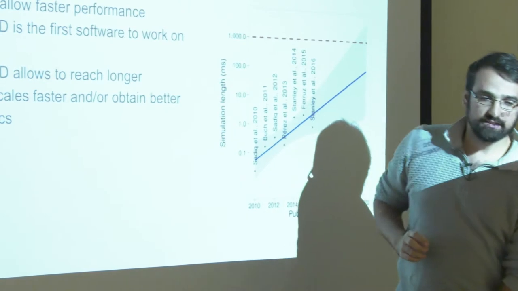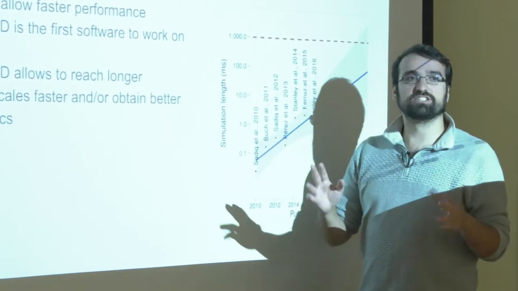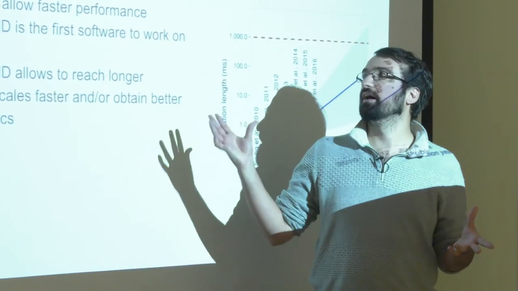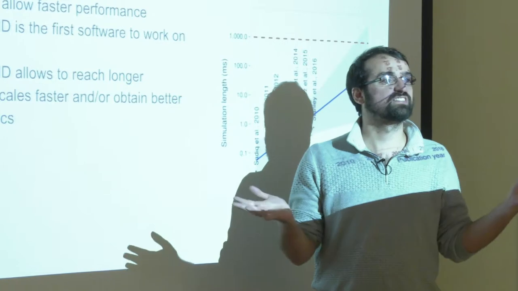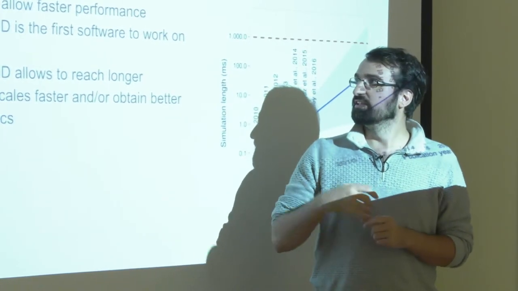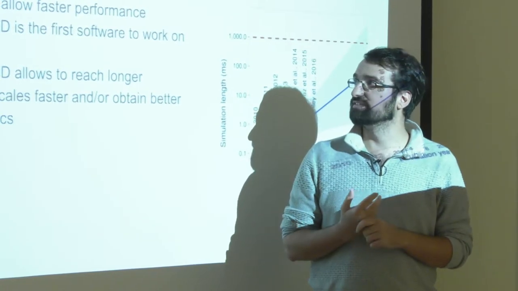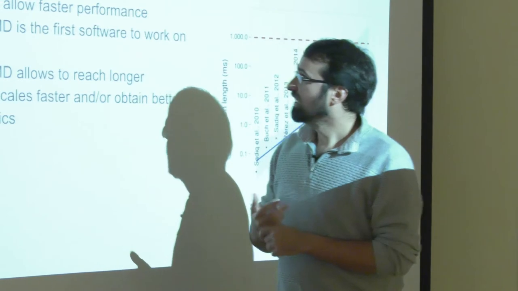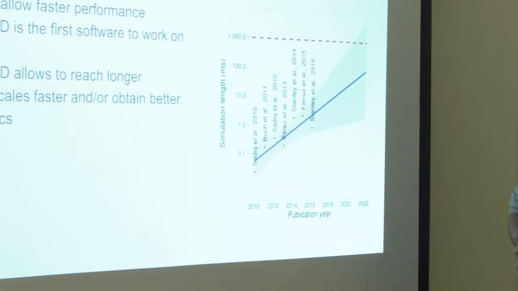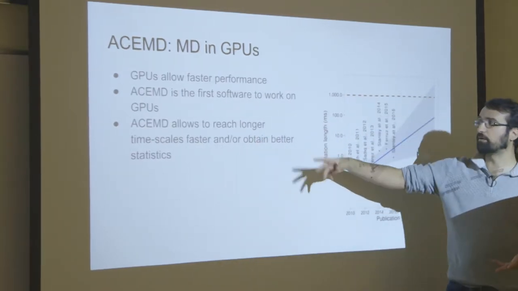Because the problem of molecular dynamics simulation is very well solved by a graphics card, because it's just a big array of coordinates in space. So GPUs are very good for doing these propagations. SMD is actually the first software to work on GPUs, and what it allows is to reach longer timescales faster and obtain better statistics.